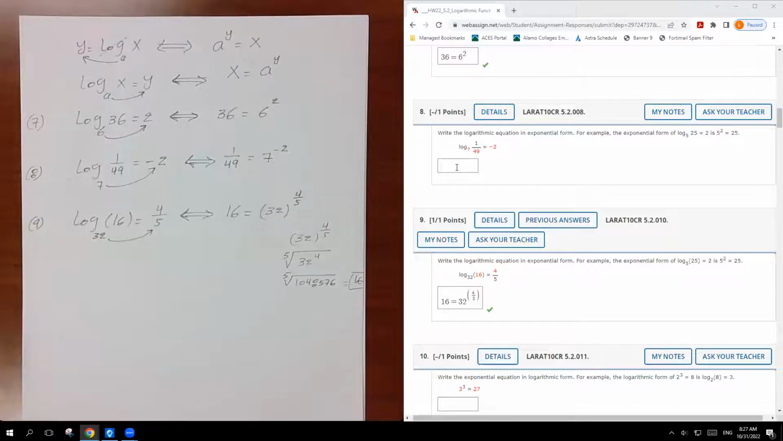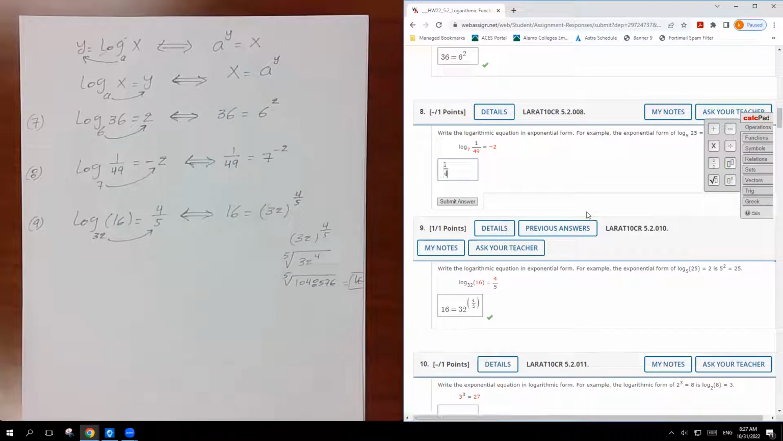So let's plug in also 1 over 49, to make sure it's right, with 7 to the power -2.